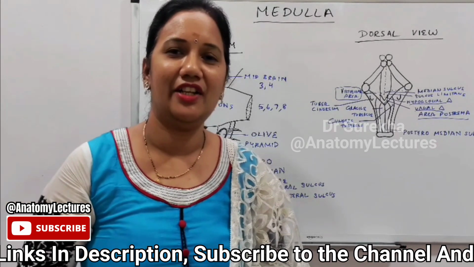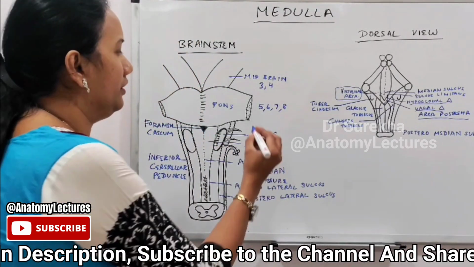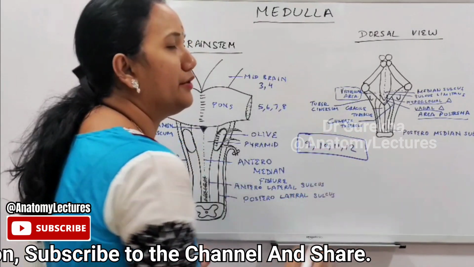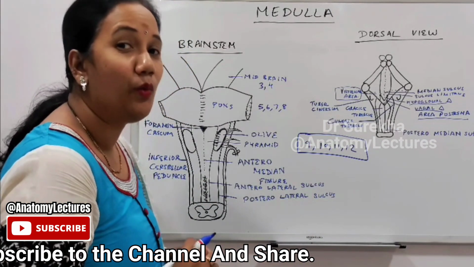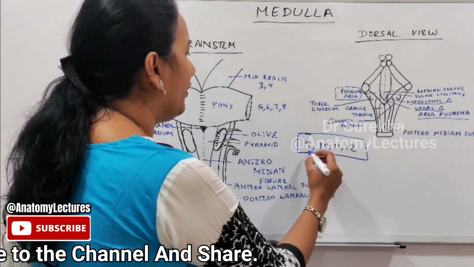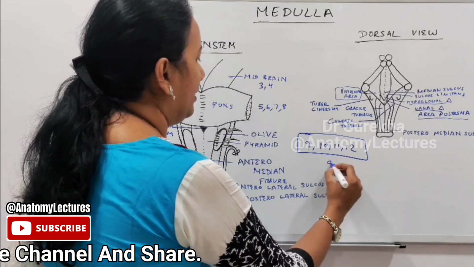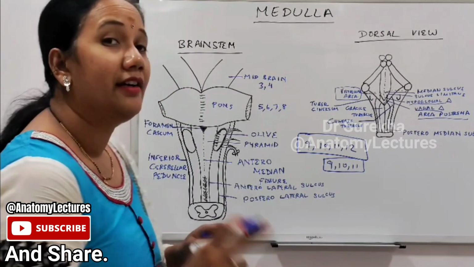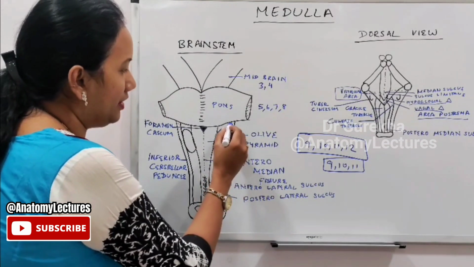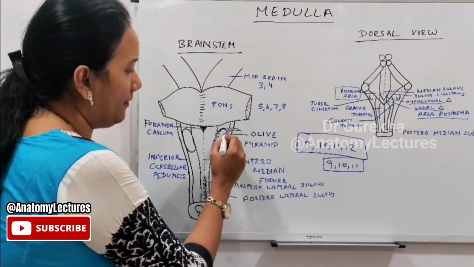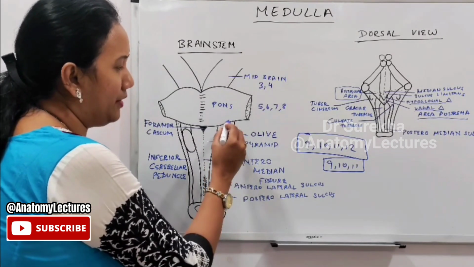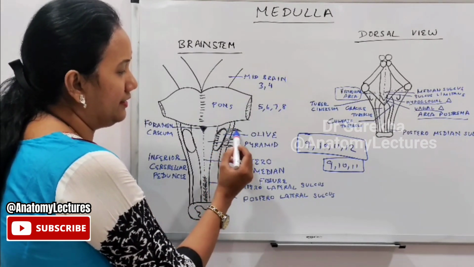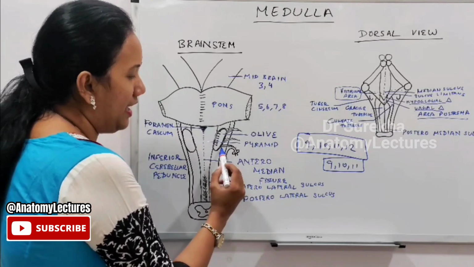So the cranial nerves in relation to the medulla, as I told you, are the 9, 10, 11 and 12 cranial nerves. They emerge from the ventral aspect of the medulla. From where do they emerge? The 9, 10 and 11 cranial nerves, that is glossopharyngeal, vagus and the cranial part of accessory, will emerge from the junction between the olive and the inferior cerebellar peduncle. That is, they will emerge from the posterolateral sulcus. So this is the posterolateral sulcus. You see, this is the 9th cranial nerve, this is the 10th cranial nerve, and this is the 11th cranial nerve.